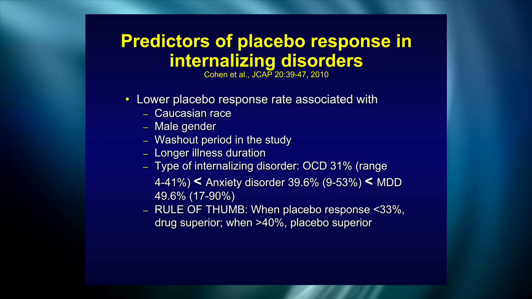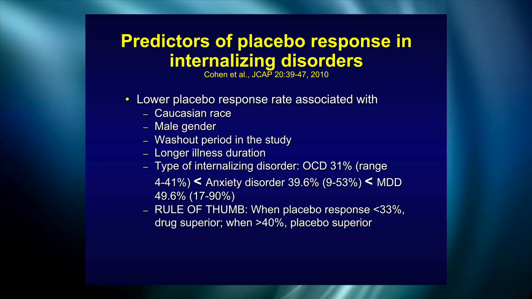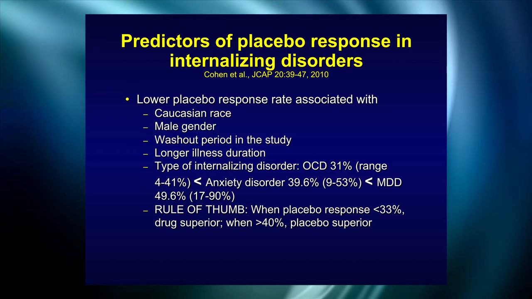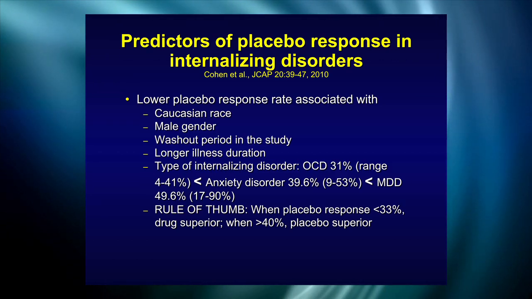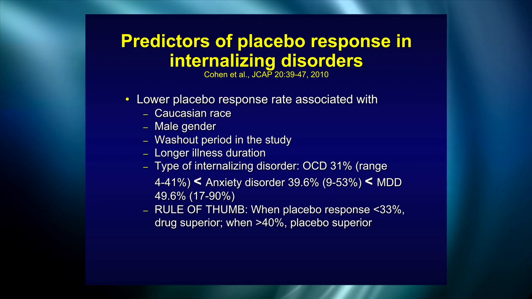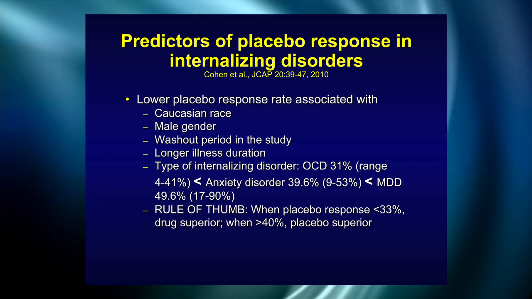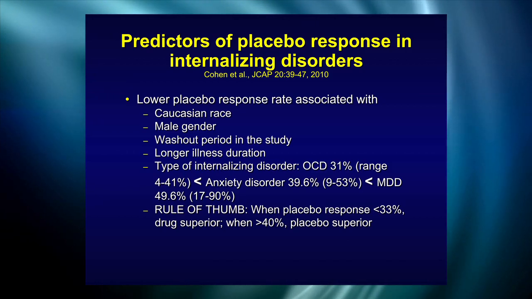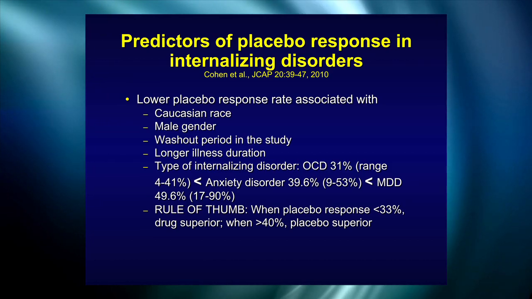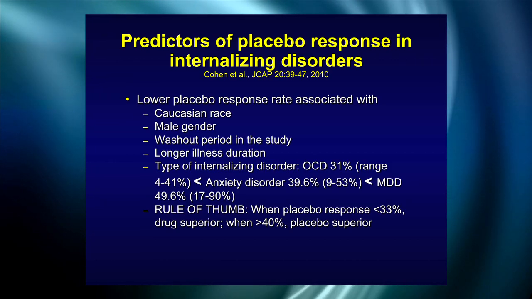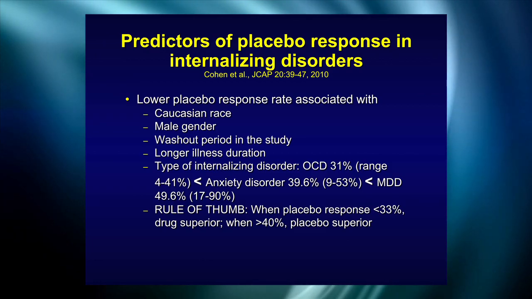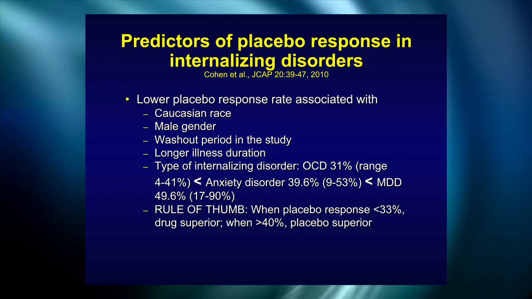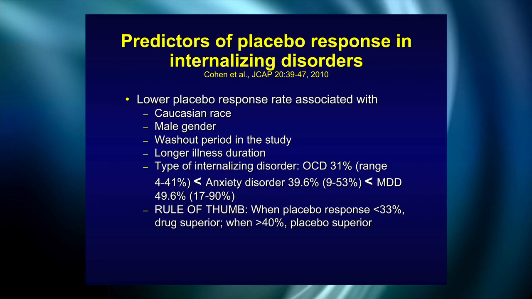Among the predictors of placebo response rate in internalizing disorders, lower placebo response rates are associated with Caucasian race, male gender, and a washout period in the study, meaning that you have a period of time during which you kind of futz around, and if people are going to have a flight into health, those are going to be the placebo responders, and they sort of leave your study early. Also longer duration of illness, and type of internalizing disorder, so the placebo response is lower in people with obsessive compulsive disorder and anxiety disorders in general than they are in depression.